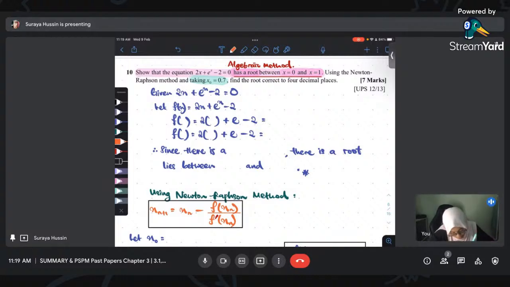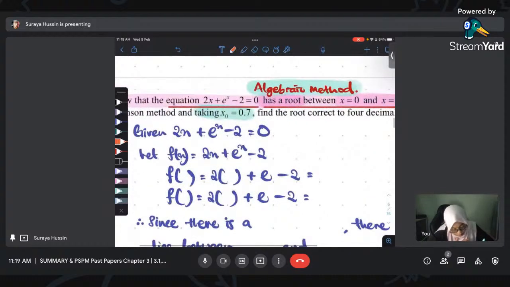Okay, dia kata dekat sini given, show that. You know when the question doesn't say graph, dia tak cakap pun graph, you pakailah algebraic method. So algebraic method, all you need is this. The function is very important. Function untuk chapter 3 mesti ada equal to 0. You got to make sure this.